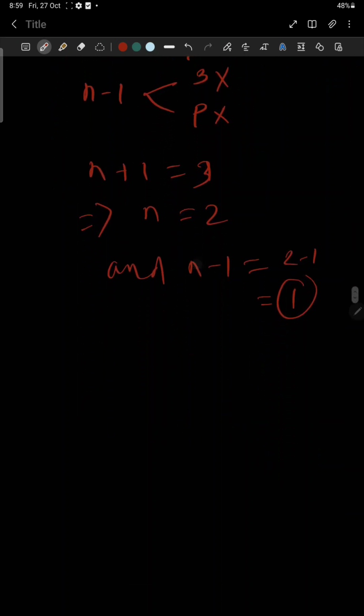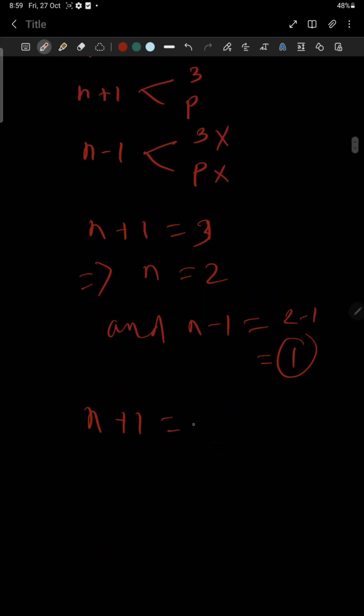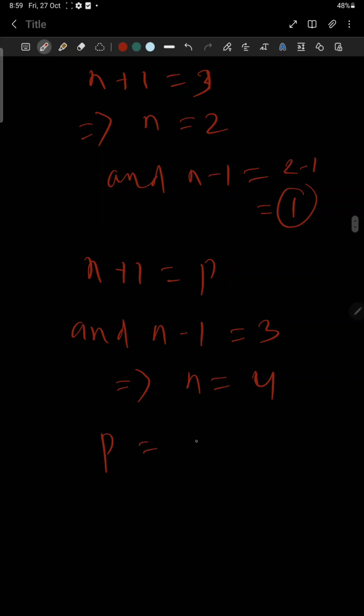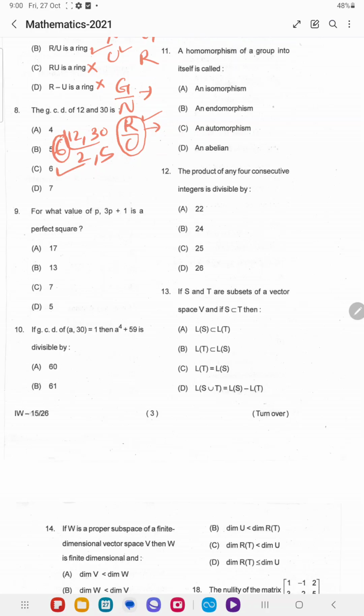So we can only take n plus 1 equal to p and n minus 1 equal to 3. If we take n minus 1 equal to 3, then we get n equal to 4. If n equal to 4, then what is p equal to? p equal to n plus 1, which is equal to 4 plus 1 equal to 5. So 5 is the correct answer.